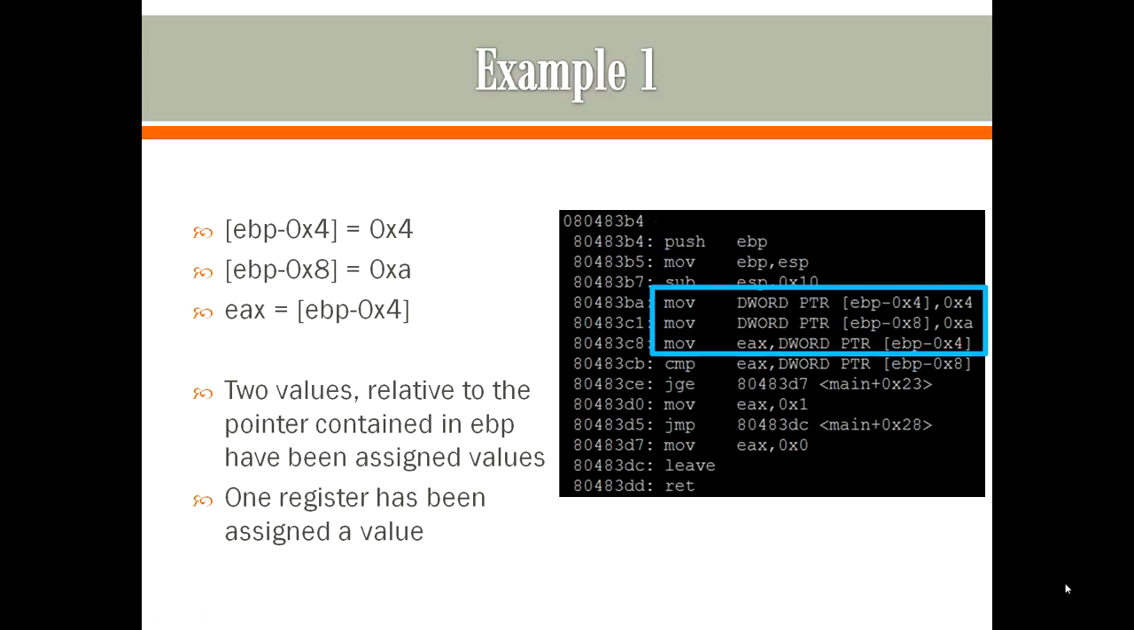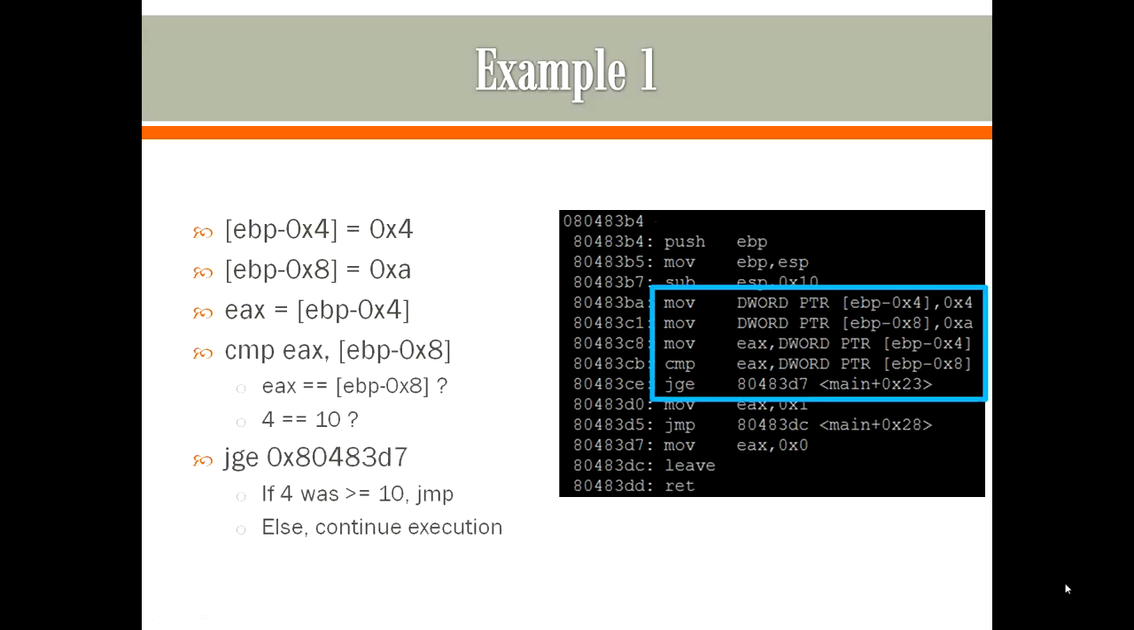We have a move instruction where EBP-4 is first dereferenced, and what it is pointing to is now assigned the value 4. For the second move instruction, EBP-8 is dereferenced, and what it is pointing to is now assigned the value 10 in decimal or hex A. Then we move to EAX the value pointed to by EBP-4. On the left, you'll see the pseudocode representation of these operations, and we know that register EAX is containing the value 4.